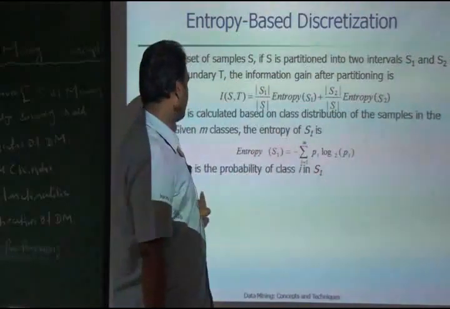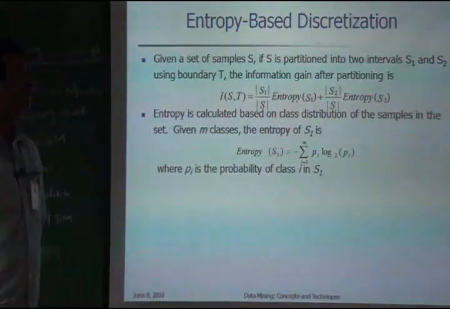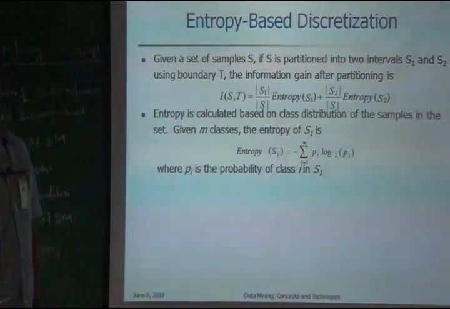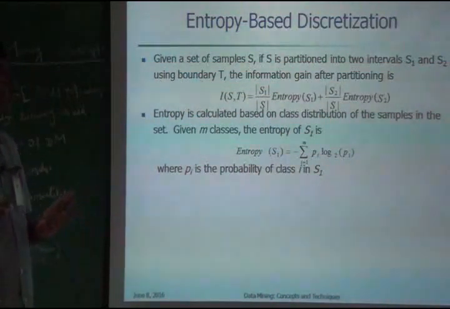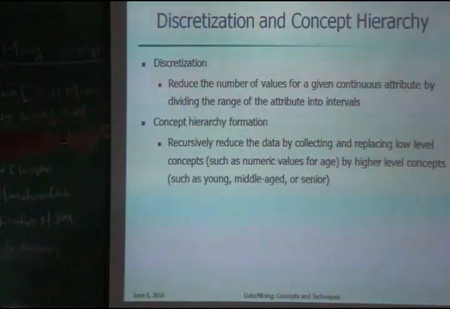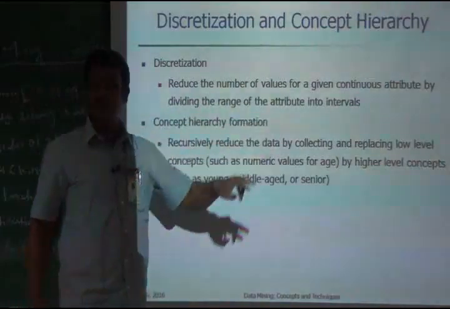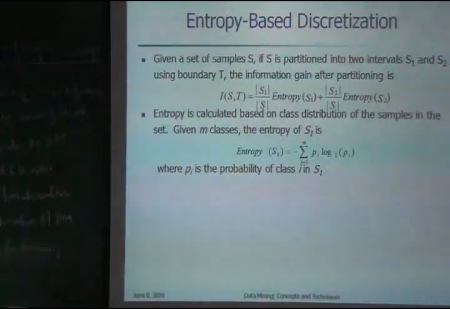The probability of class i in Si. This is one of the discretization concepts. Discretization means we are going to reduce the sample into different intervals, that is, divide the range of the attribute into intervals. That is the first concept, entropy-based discretization.